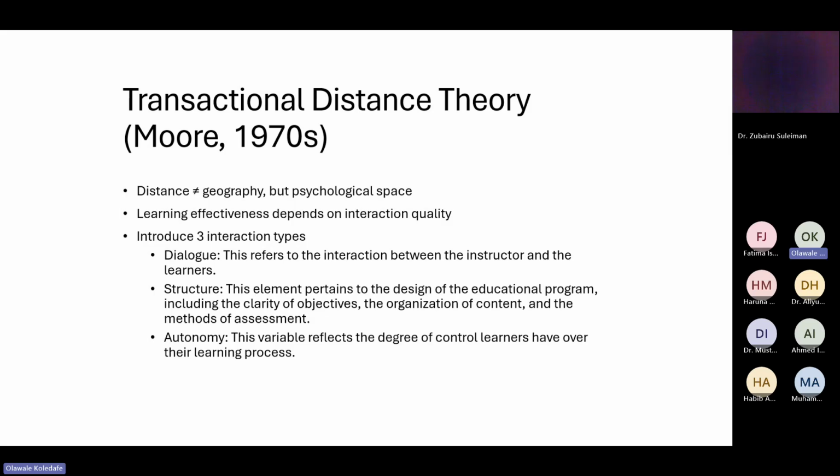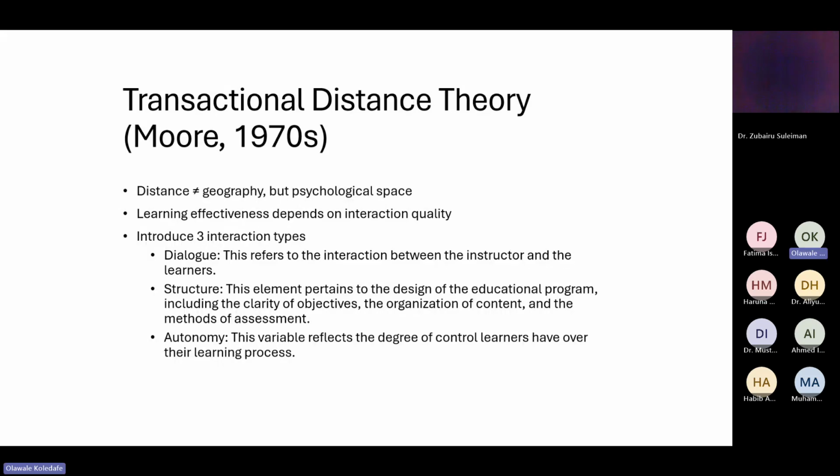The first is dialogue, and dialogue refers to the interaction between the instructor and the learner, the instructor speaking to the learner. Then the second one is structure. These are the elements that pertain to the design of the educational programs, the courseware, and how these things are interconnected, how we build them into a scaffold for the learner to learn from. And then finally, we talk about autonomy, learner autonomy. This is the variable that reflects the degree of control the learner has over the learning process.